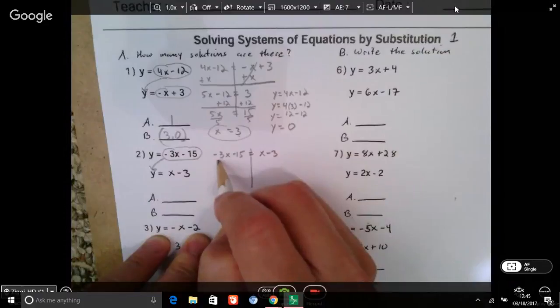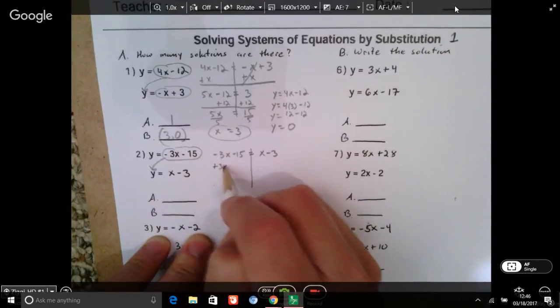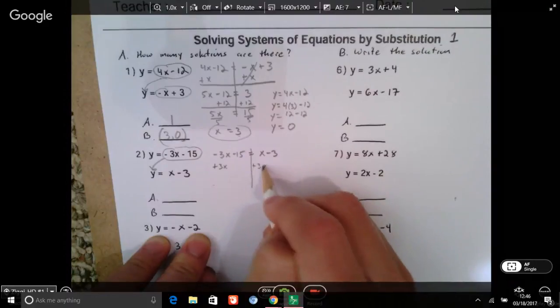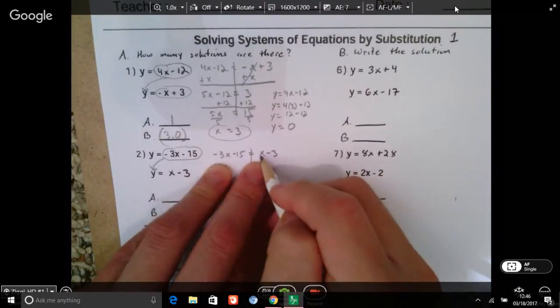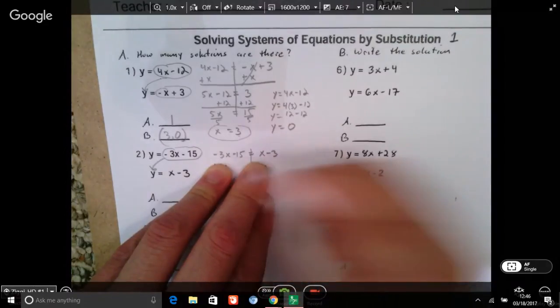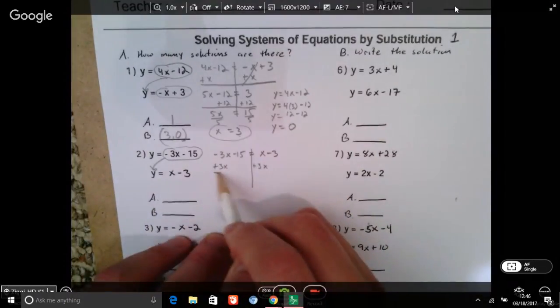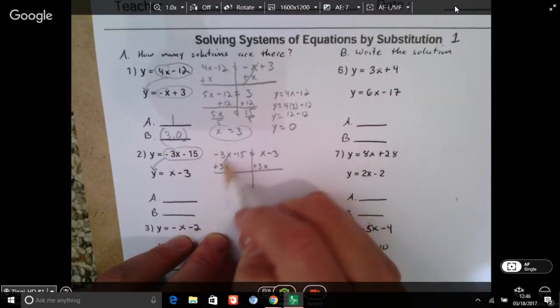So if this is negative 3x, I'm going to go ahead and add 3x on both sides. At this step, I could have also subtracted 1x on both sides, right? Since this is a positive 1, I could have also subtracted 1x on both sides. It doesn't matter which one you do. Just get it so that there's just 1x. So this x is gone now.